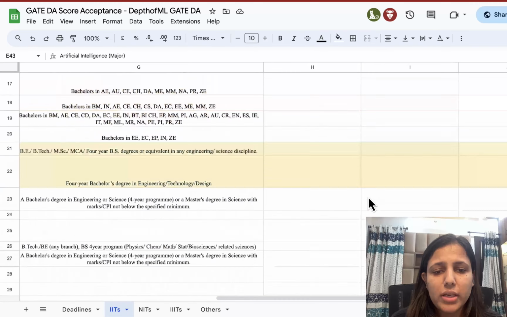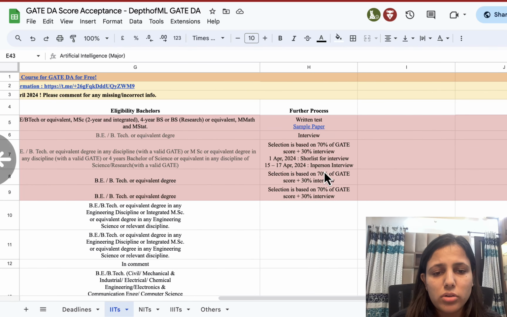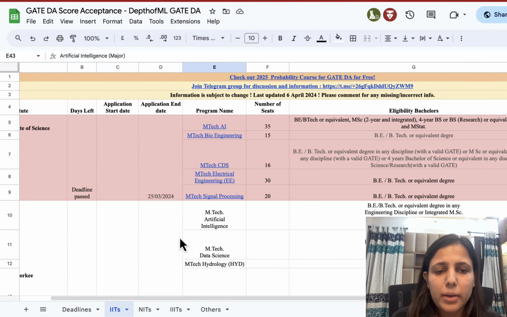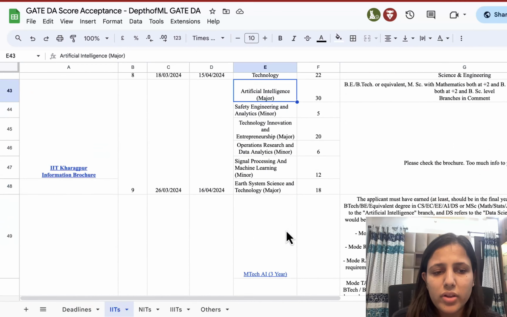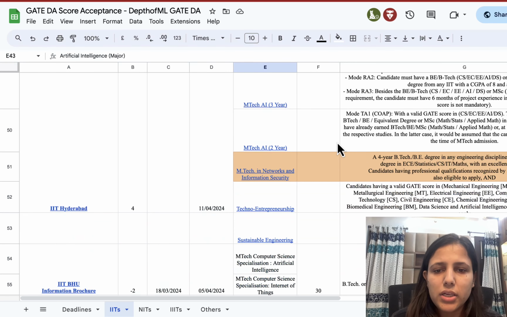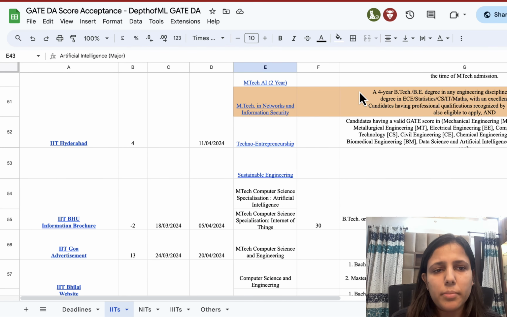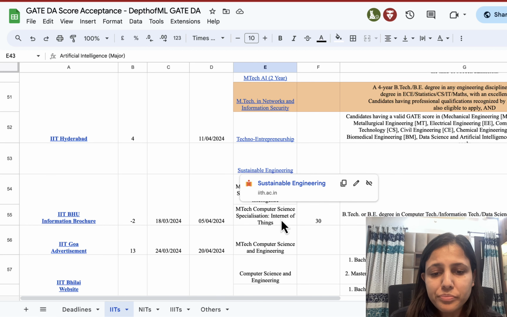Also, the process is usually mentioned in the brochure, but I still recommend you read the brochure before applying, so you are well aware of the procedure. And if you find any issues with this data, please comment on this sheet. I will attach this sheet in the description box below.